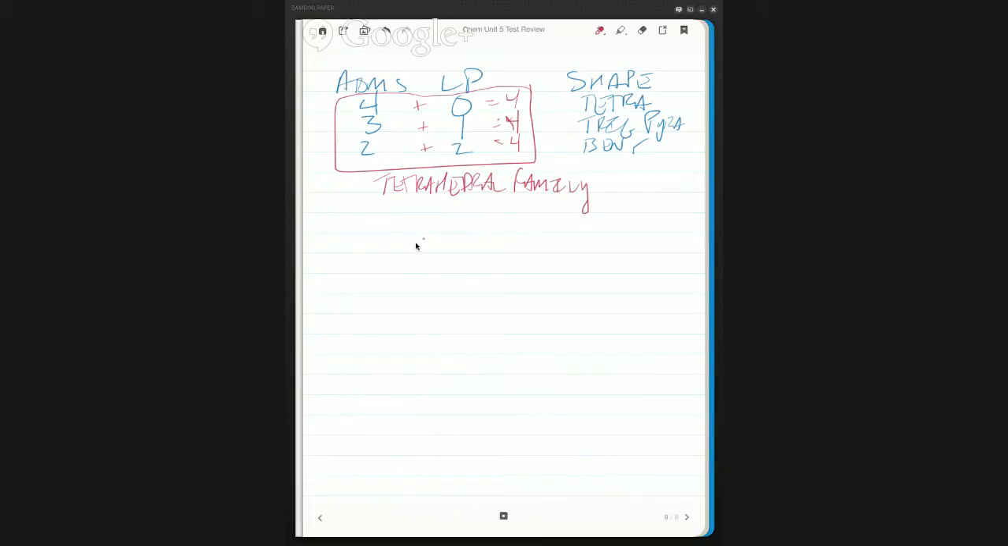Okay? Now, the other option, if we do this again, atoms, lone pair, shape, if there is 1 atom attached to it, 0 lone pairs, that's linear. If there are 2 atoms, 0 lone pairs, it's linear. Okay? And so these 2 examples, this is the linear family then.